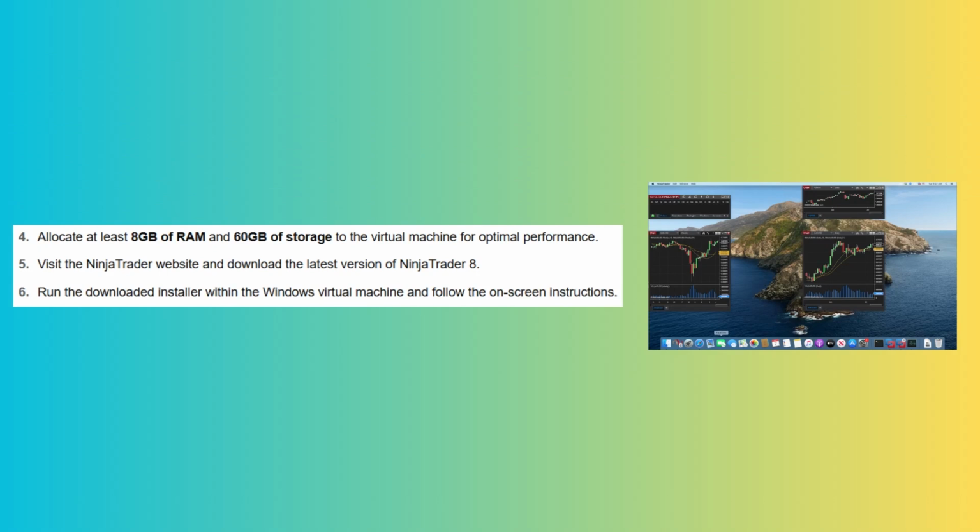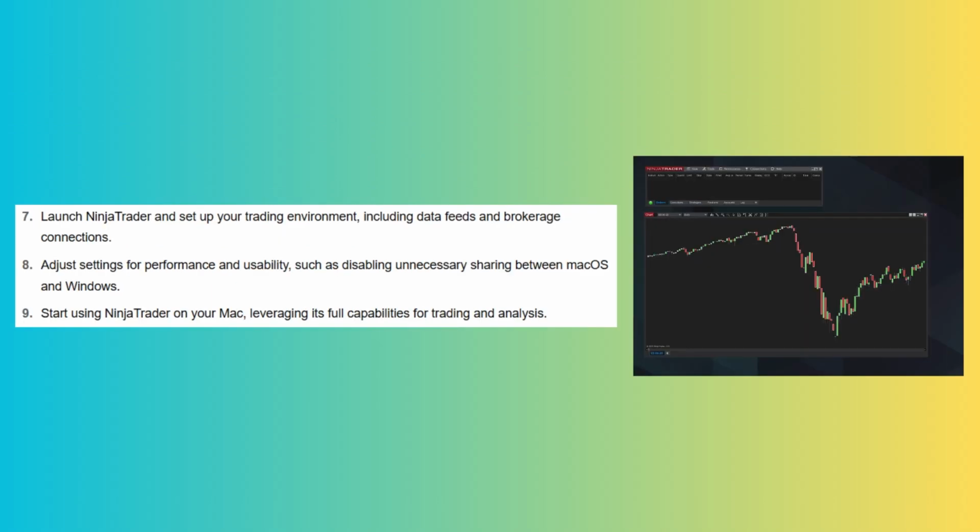Now, visit the NinjaTrader website and download the latest version of NinjaTrader 8. Next, run the downloaded installer within the Windows virtual machine and follow the on-screen instructions. Launch NinjaTrader and set up your trading environment, including data feeds and brokerage connections.